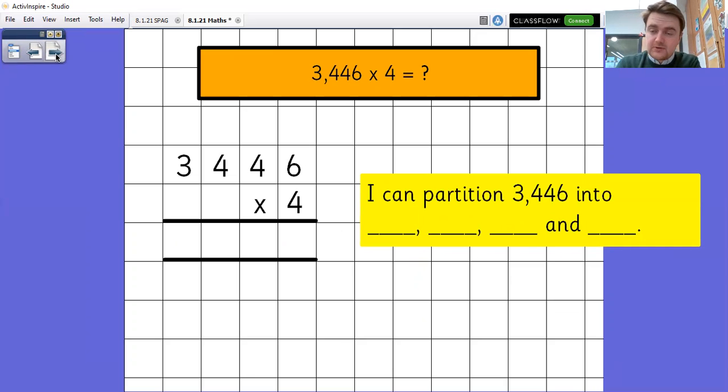Pause it again. Have a go at using this method this time instead. You should know what the answer is by now, so hopefully that will help you with the process. You can almost work backwards. Okay, so I'm going to partition 3,446 into 3,000s, 400s, 4 10s, and 6 1s.